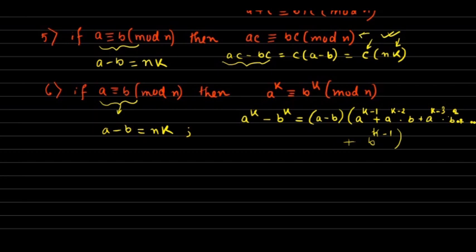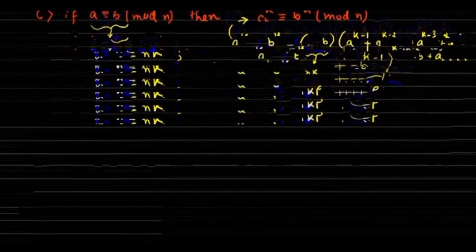Here everything is an integer. That means this entire thing will be an integer. Let's say the value is p, and we can rewrite a minus b as nk. That means a to the power k minus b to the power k can be written as nkp. Here everything is an integer. That means a to the power k minus b to the power k is also divisible by n, and this can be mathematically represented by this. I think everything is clear to you. Okay, so now take an example, the use of these formulas.